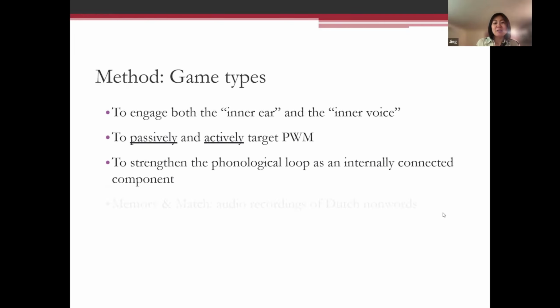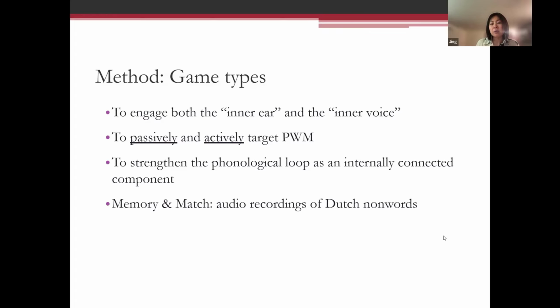So the game types. If you still remember, for the phonological loop we have the inner ear and the inner voice. The inner ear is more passive and the inner voice is more active. Now we would like to target both the passive and active engagement of phonological working memory, so both components should be engaged in the games. In the end, we would like to strengthen the phonological loop as an internally connected component of the larger memory system of human beings. We had two game types: one is the memory game and the other is the match game.